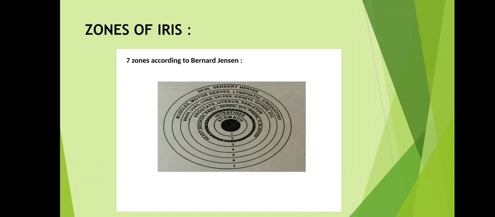The fourth zone represents organs like the prostate, uterus, and skeletal system. The fifth zone represents the brain, lungs, liver, spleen, kidney, and thyroid gland. The sixth zone represents muscles, motor nerves, lymphatic system, and circulatory system. The seventh zone represents the skin and the sensory nerves.